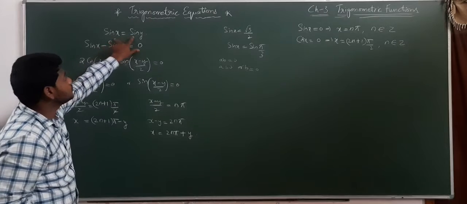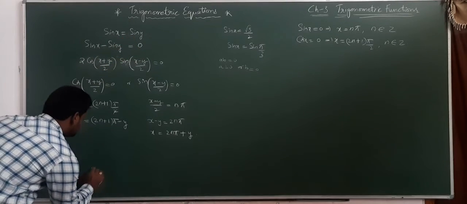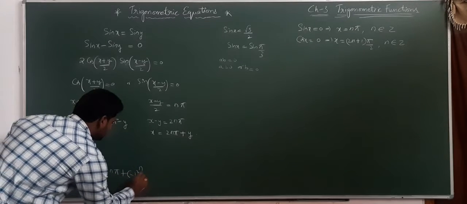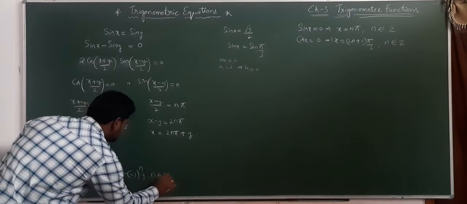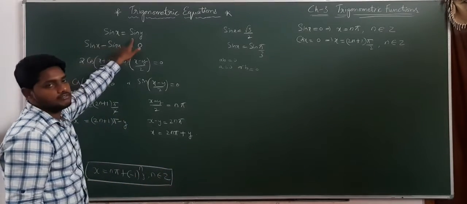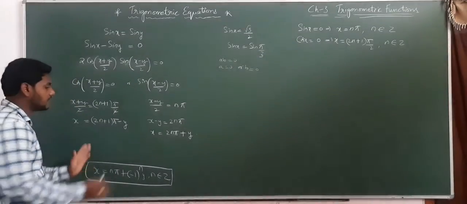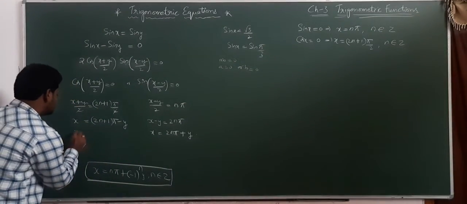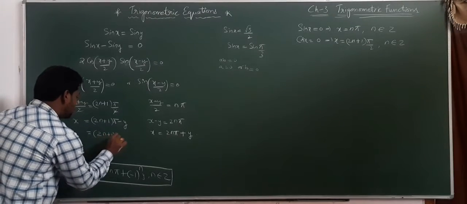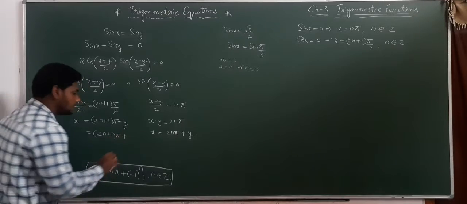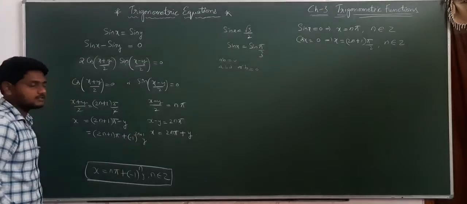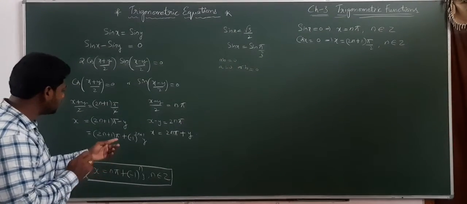Actually, if sin x is equal to sin y, x is equal to n pi plus or minus 1 whole power n into y, where n belongs to Z. So this is the value of x when sin x is equal to sin y. Now how to bring this one? By combining those two. See here, if you observe, this one I will write as (2n plus 1) into pi plus or minus 1 whole power (2n plus 1) into y. Can I write like this?